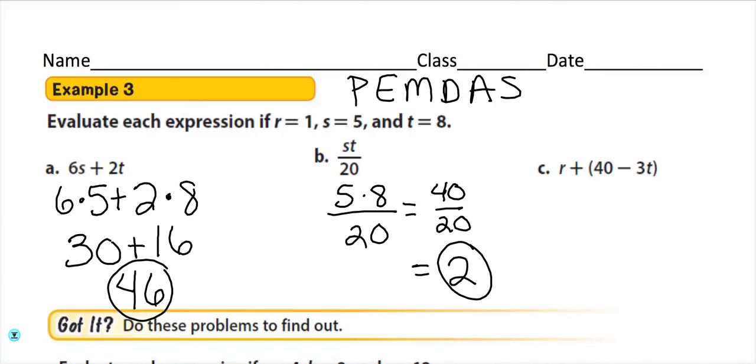All right, letter C, we have r plus the quantity of 40 minus rt. So we have r, which is 1, plus, and then we have 40 minus, and then 3t, so 3 times 8.